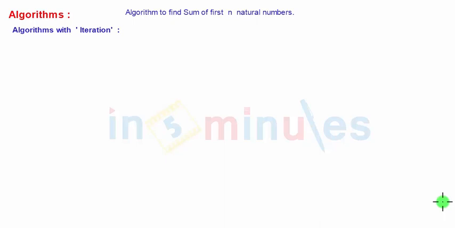Now we'll discuss some algorithms with iterations. Here we'll be writing a first algorithm to find the sum of first n natural numbers. Remember, in our algorithm, if we are going to process lots of values, or we are supposed to do something multiple times, we will use the typical iteration statement that we have seen in the previous video. So it will be a typical iteration algorithm.